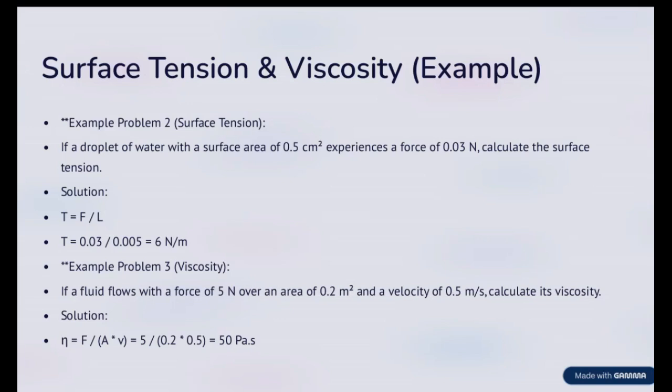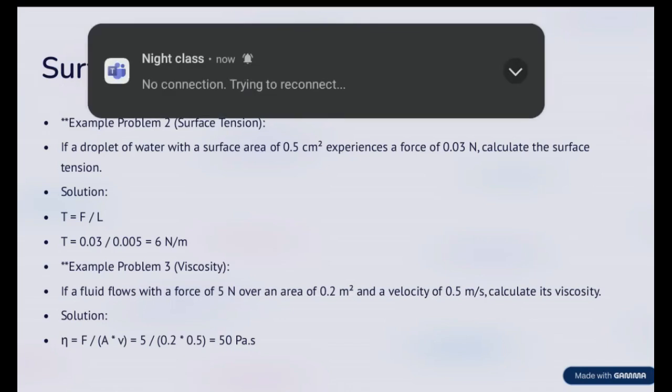So now let's go on to the next example, viscosity. The question says, if a fluid flows with a force of 5 Newton over an area of 0.2 meters squared and a velocity of 0.5 meters per second, calculate its viscosity.